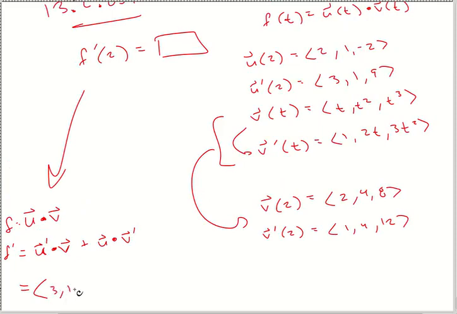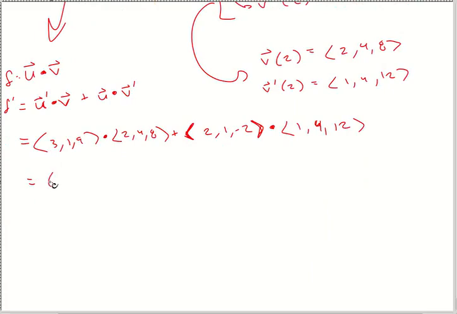I got 3, 1, 9 dot. My original v was a 2, 4, 8 plus. Oops, that's a vector there. u is a 2, 1, negative 2. Oops, dot. And then my v prime is a 1, 4, 12. Okay. Doing the math here, we got a 6 plus a 4. 8 times 9 is 72. No, maybe I did something wrong here right quick. Because I wrote something different.